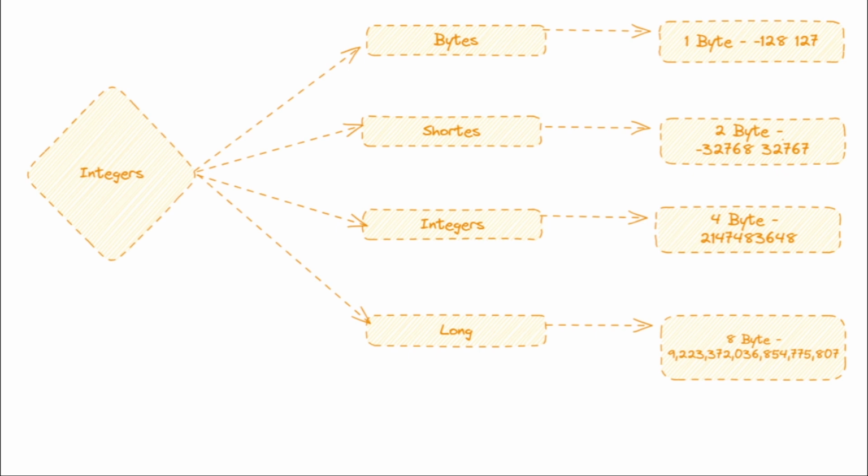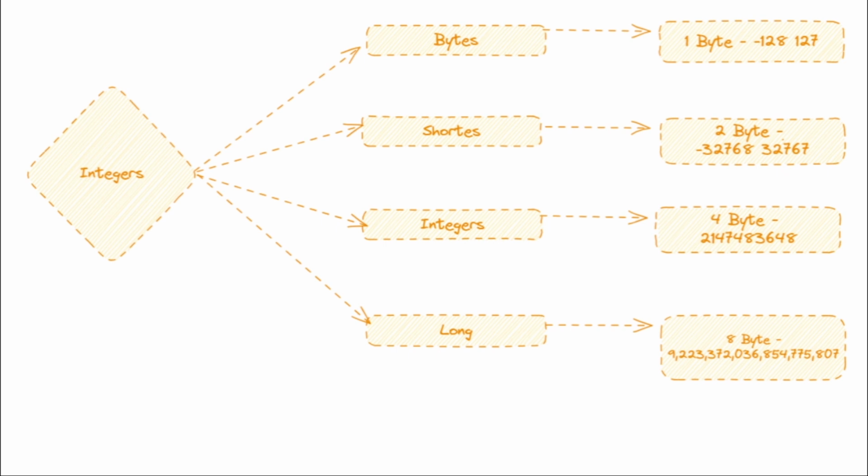Next one, we have integer, the workhorse. It will use 4 bytes of memory to store data. Last one, we have long, the big daddy. It uses 8 bytes of data to store numbers, and it covers a range from negative to positive, as you can see on screen.